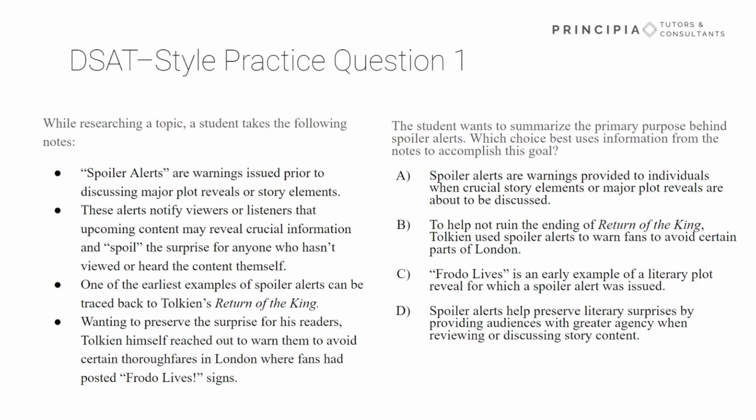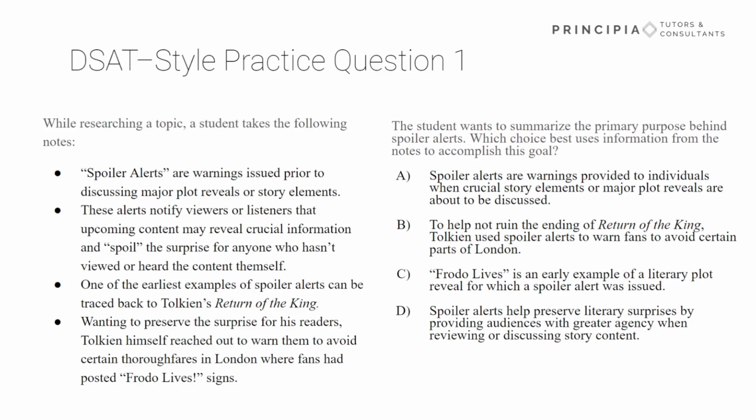let's go over first and foremost what the student goal is. Goal is summarize primary purpose behind spoiler alerts. So, if it's not giving us a purpose statement and it doesn't provide an adequate or accurate summary, we can get rid of it. And then we can even go through some options that may be factually true, but just off topic or irrelevant to answering the question specified.